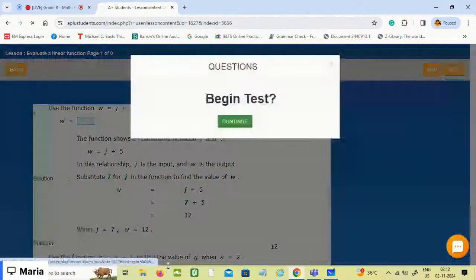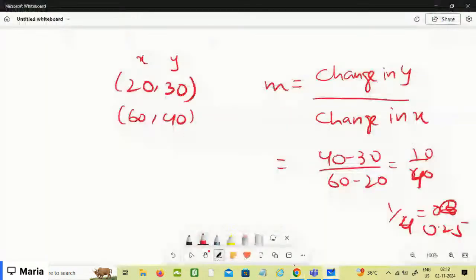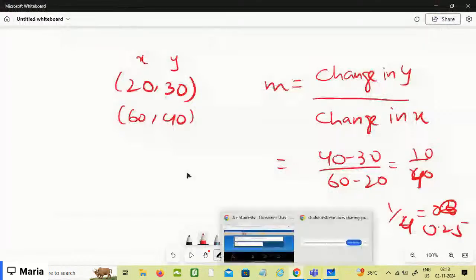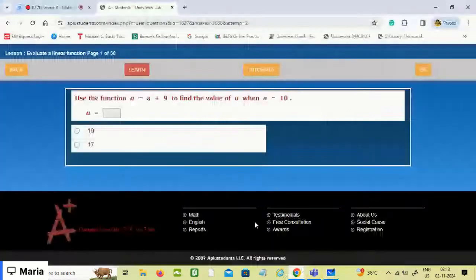Use the function u equals a plus 9. Find the value of u when a equals 10. So the equation is u equals a plus 9, right? And you are given a equals 10. So just replace the variable a with its value. So that is 10 plus 9. So 10 plus 9 is 19. So u equals 19. Got it? The correct option is 19.